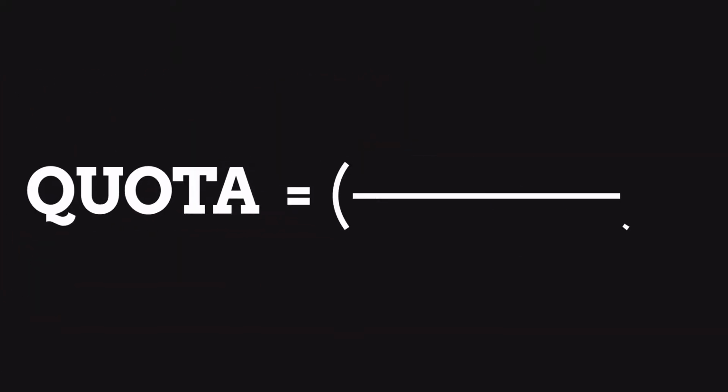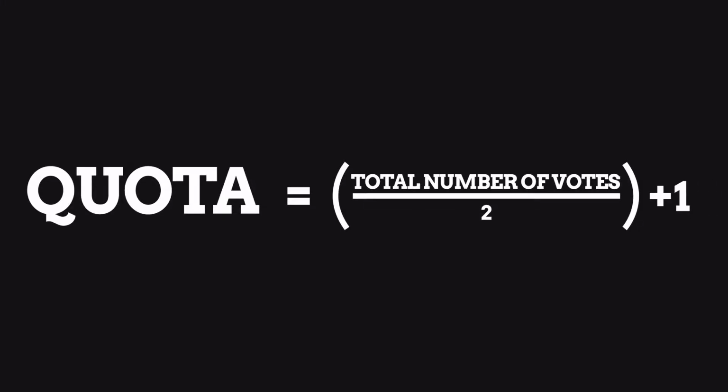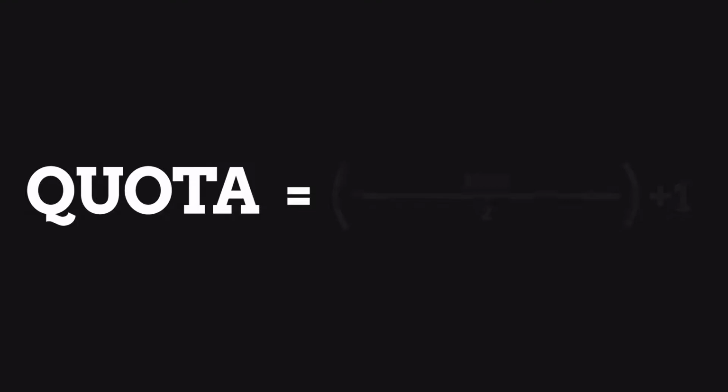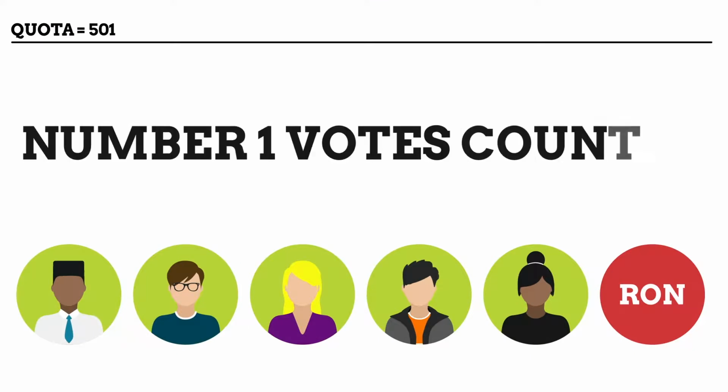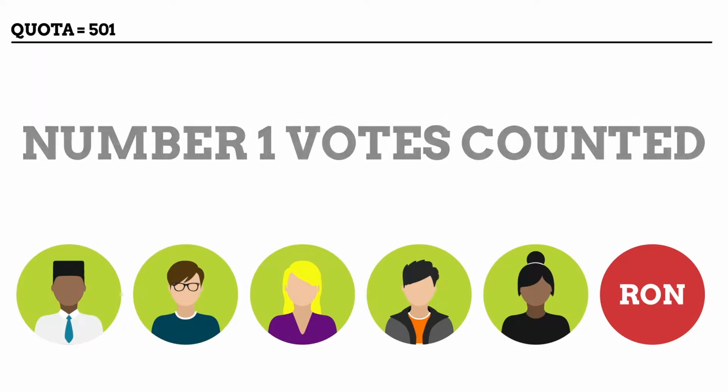To win, a candidate must reach quota, which is the total number of votes divided by 2 plus 1. In our election, there have been 1,000 votes, so quota is 501. The votes are counted in rounds. In round 1, we count the number of number 1 votes that all candidates have received.